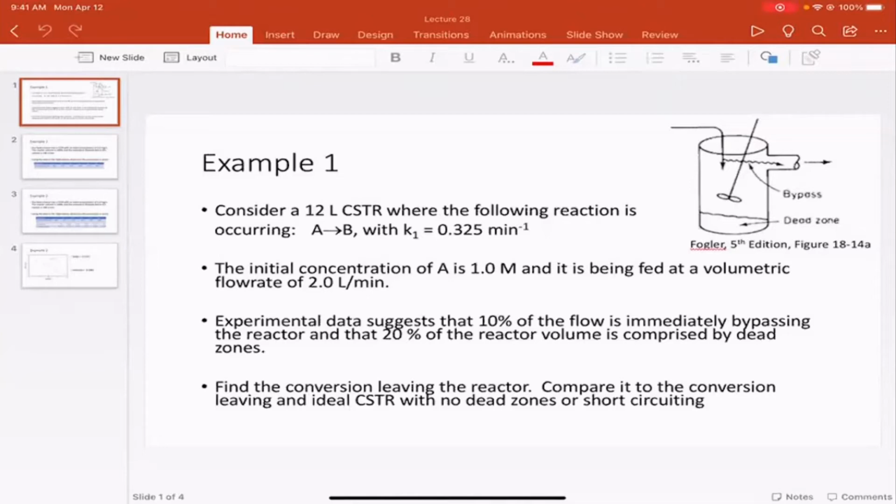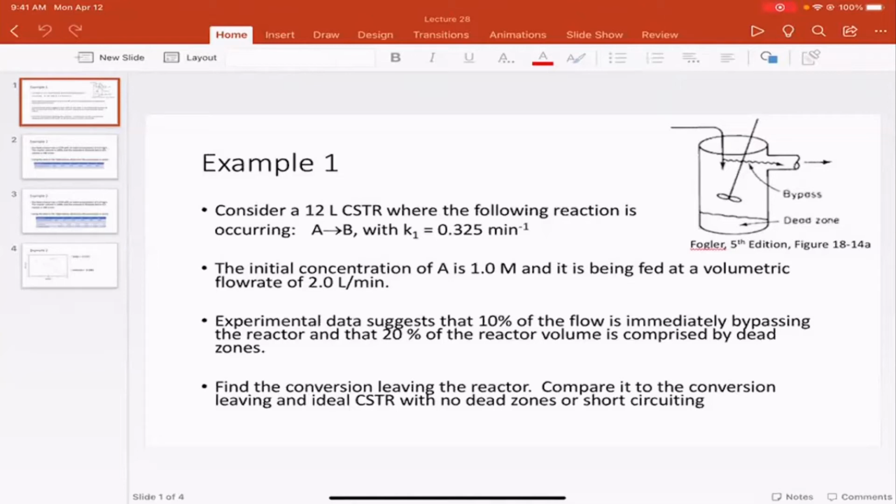And so we're going to start lecture today by solving an example that has those two things in an operating CSTR. And to do that, we're going to consider the simplest reaction that we can. A goes to B in a 12-liter CSTR with a K1 equal to 0.325 inverse minutes. The initial concentration of A is 1 molar. The volumetric flow rate is 2 liters per minute.